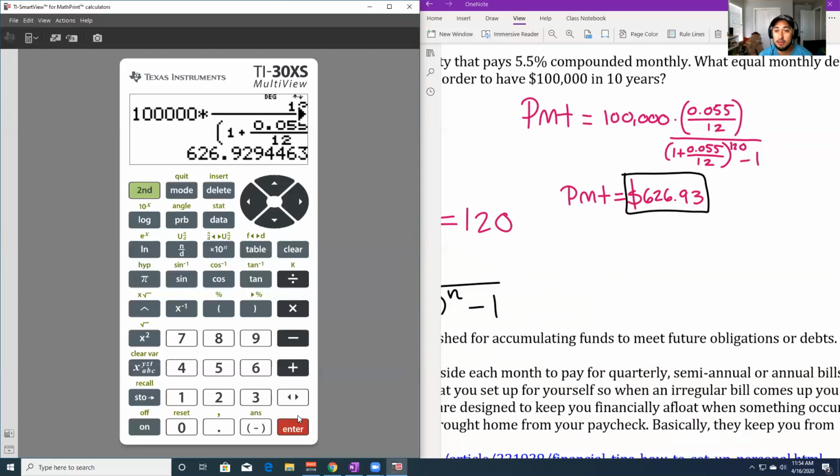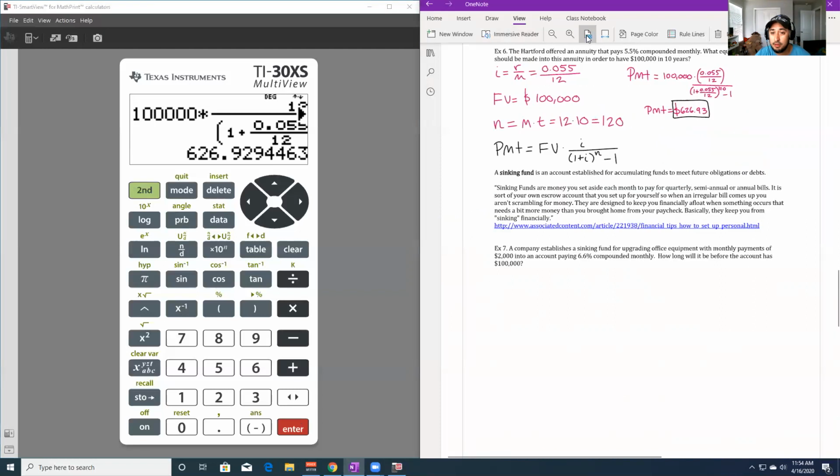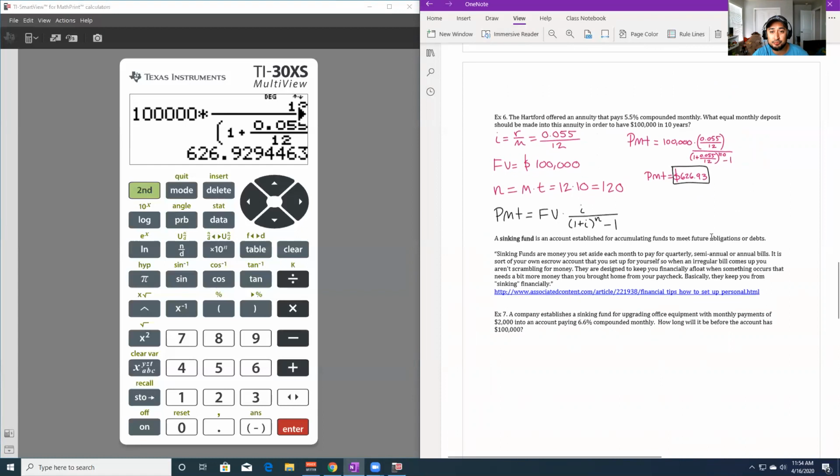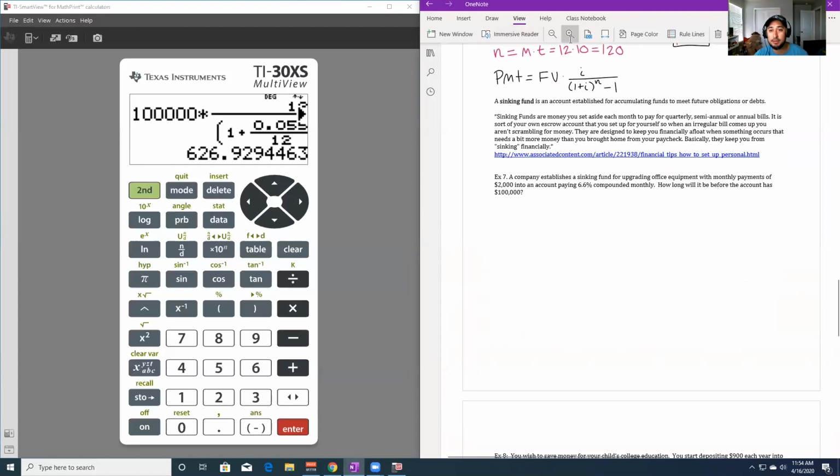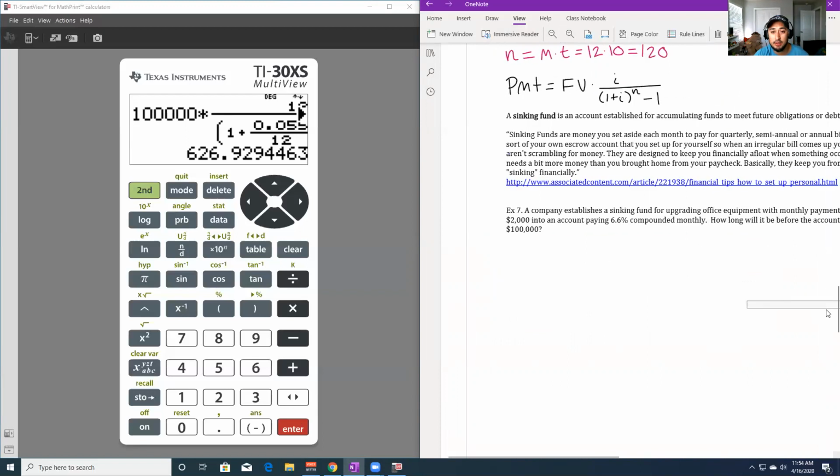So to have $100,000 in 10 years, compounded monthly, you are making monthly deposits of about $600 for 10 years. Oof, it's a lot. All right, but that's how you get $100,000 really quick. Okay. Excellent. So there's that. That was an exercise with solving for payment. Okay. Next is something called a sinking fund, right?